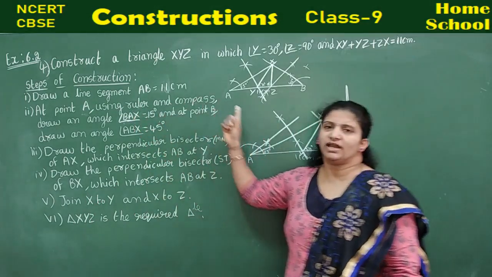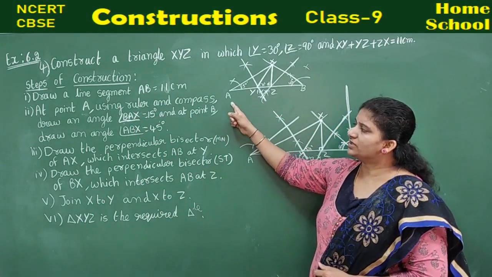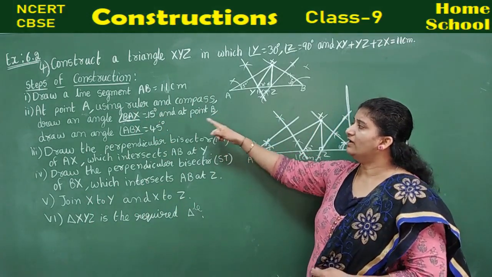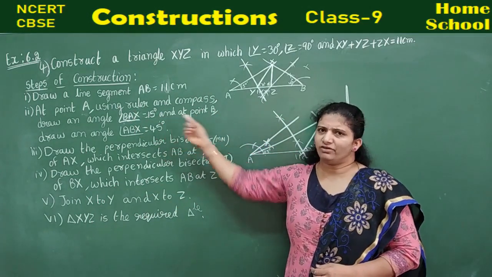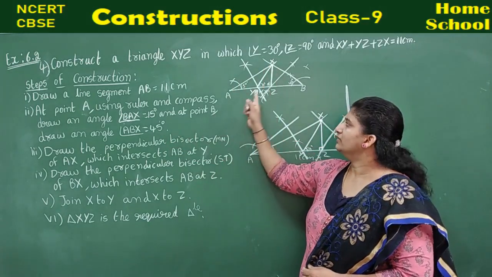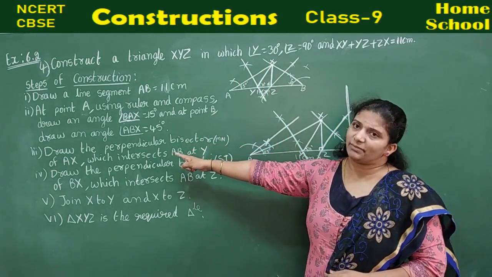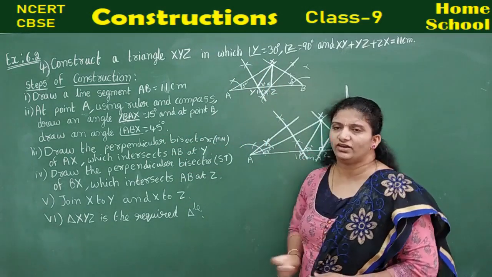Draw a line segment AB equal to 11 centimeters. At point A, using ruler and compass, draw an angle 15 degree. We have written 15 itself, but in the question 30 is there. Half of it we have done. 15 degree, and at point B, draw an angle ABX equal to 45 degree.